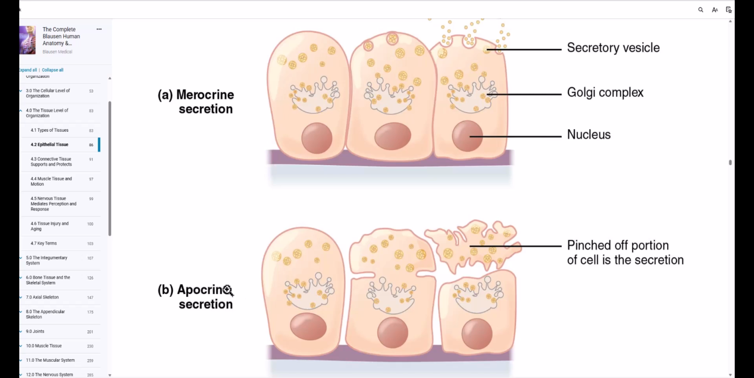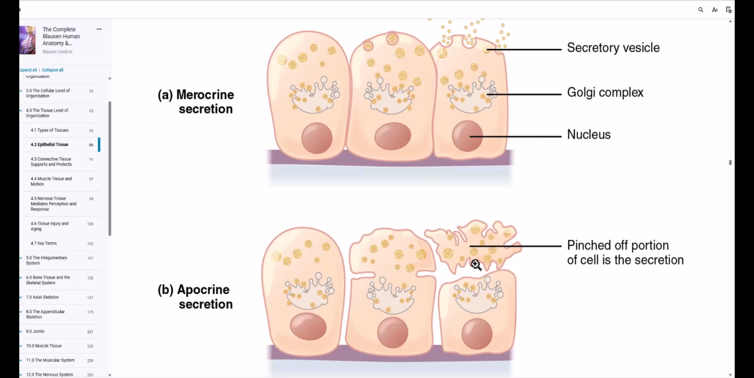Remember, crine means to secrete, and remember that epithelial cells are made up of an apical surface toward the surface and a basal surface at the bottom. So an apocrine secretion, as the cell is releasing its products, it doesn't just simply release the products like exocytosis like we see in merocrine, but instead the entire apical portion of the cell is pinched off.